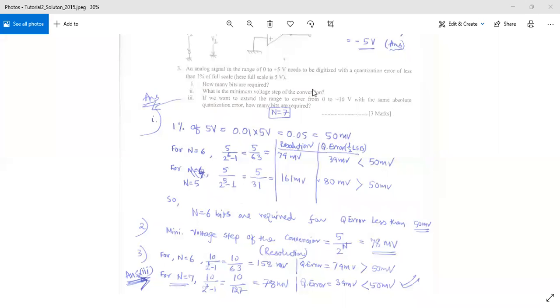So for 3 part 2, could you explain how you get 78 millivolts? I didn't get it. Okay, wait, please just hold on. I'll quickly take the attendance first, and then I'll clear your doubt.